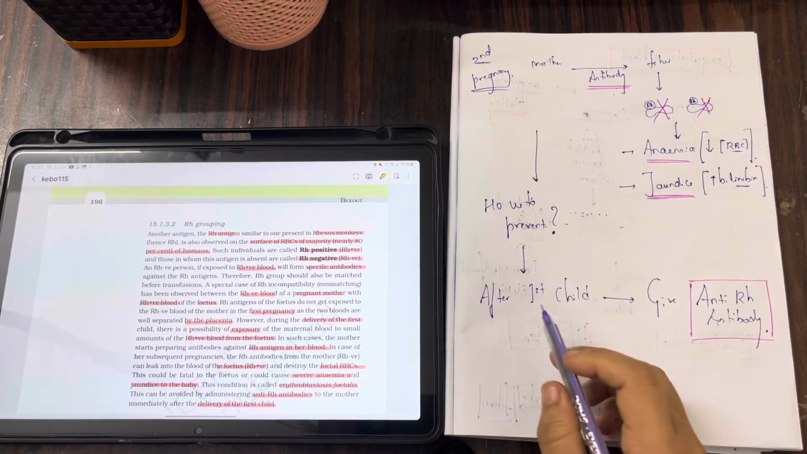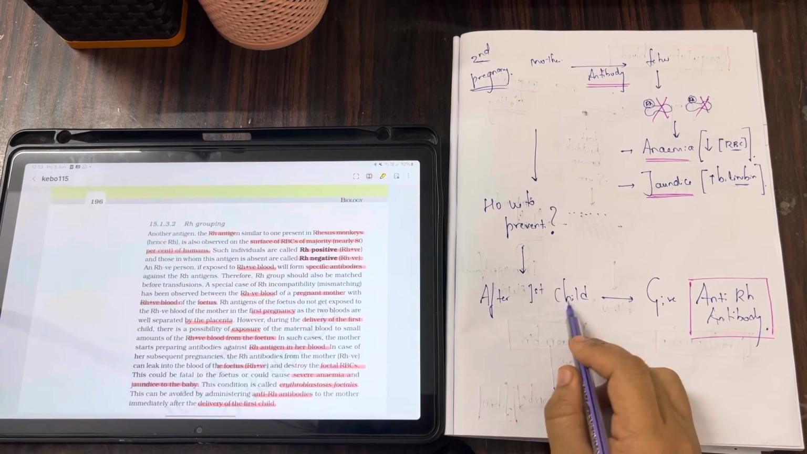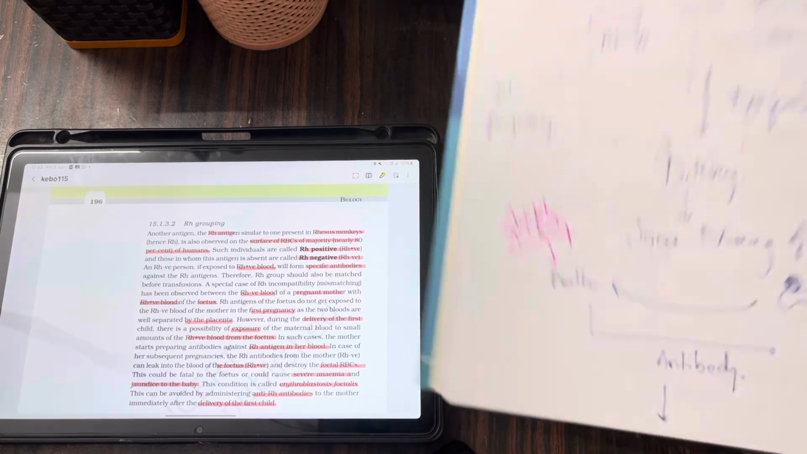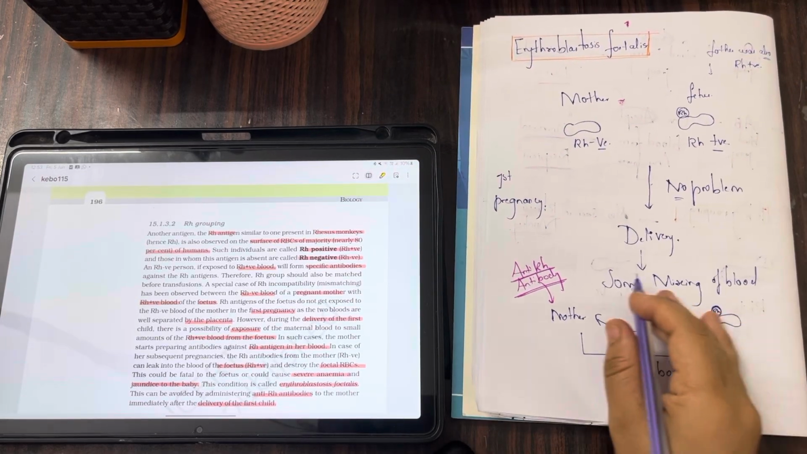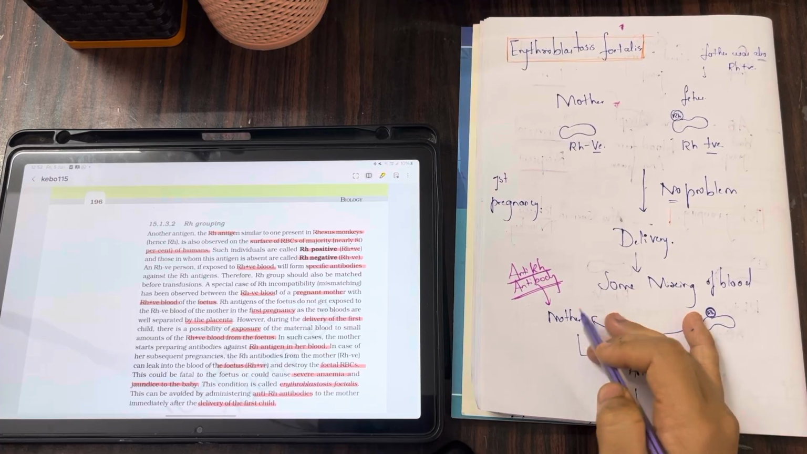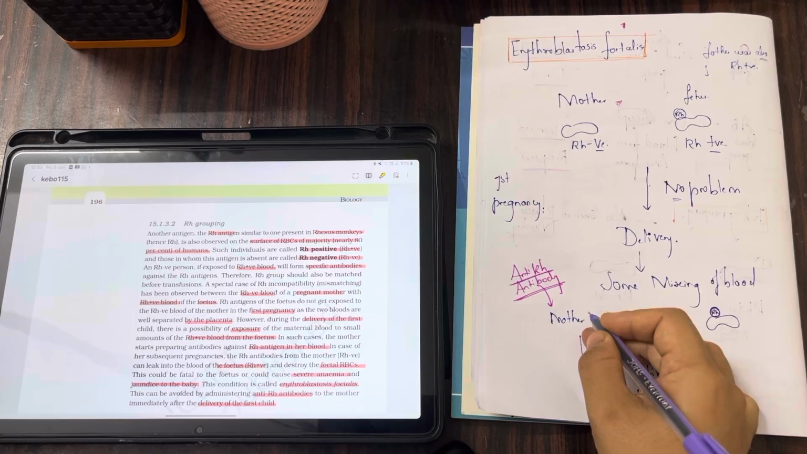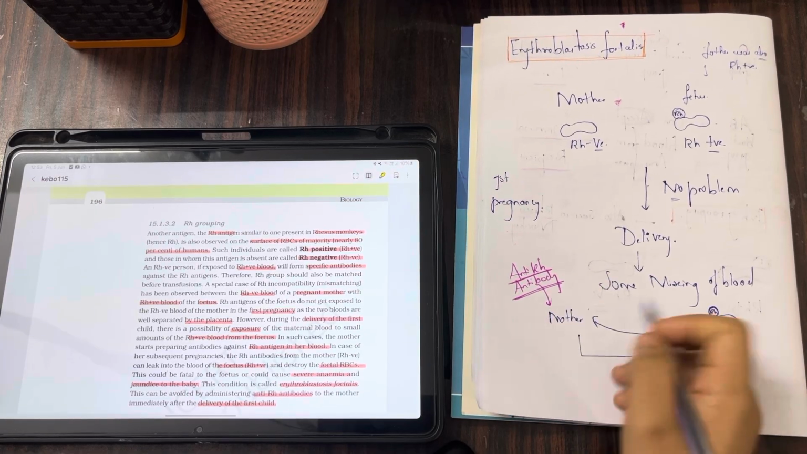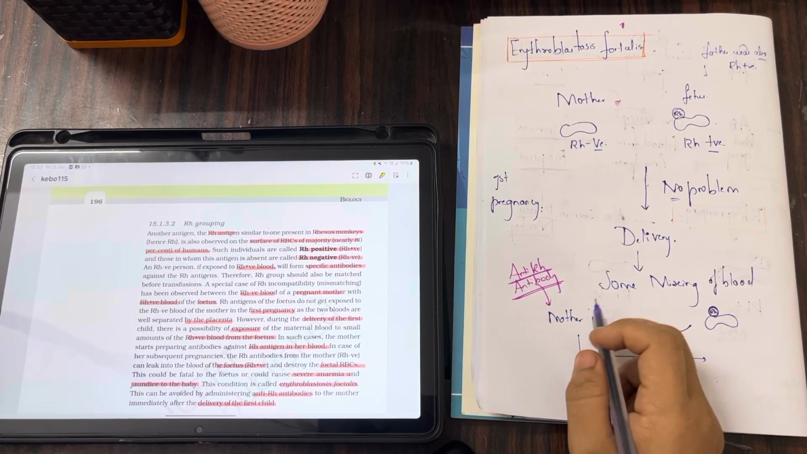So how to prevent it? That is, after the first child, give anti-RH antibody. See, you can't avoid the complete mixing of the blood into the mother's circulation. There might be some mixing. So if some mixing has happened and if you give anti-RH antibody, it will kill that RBC and prevent the immune trigger of the mother.